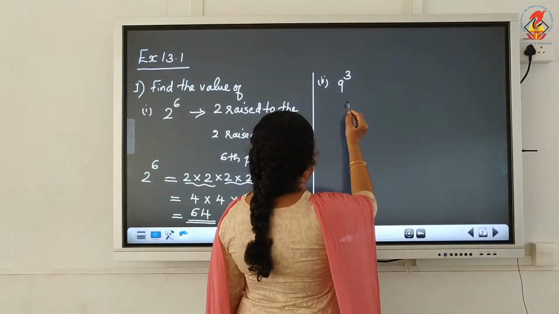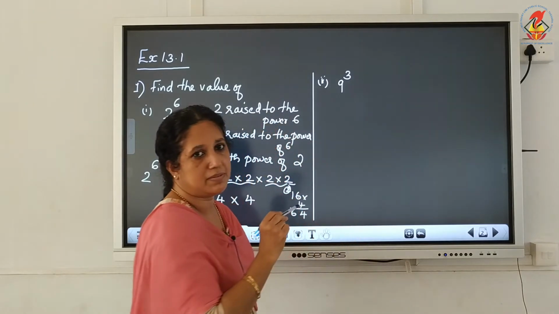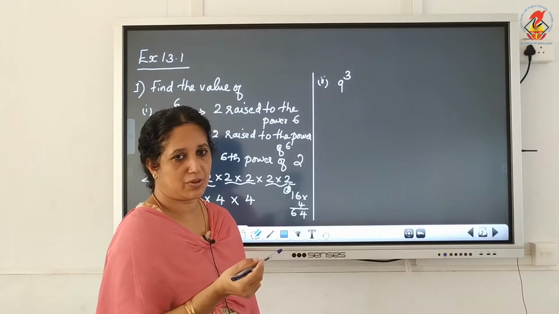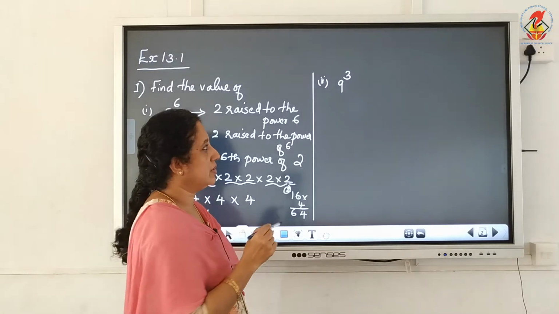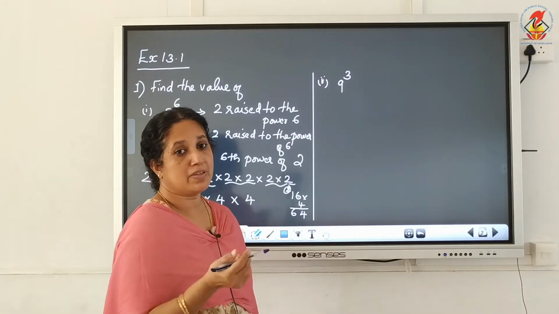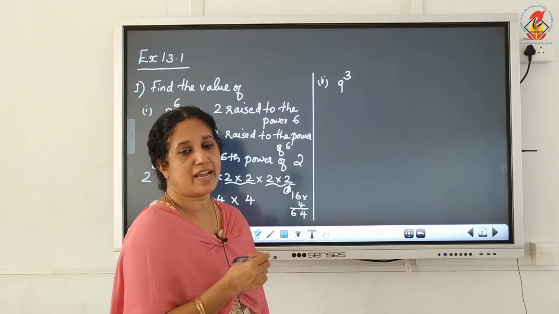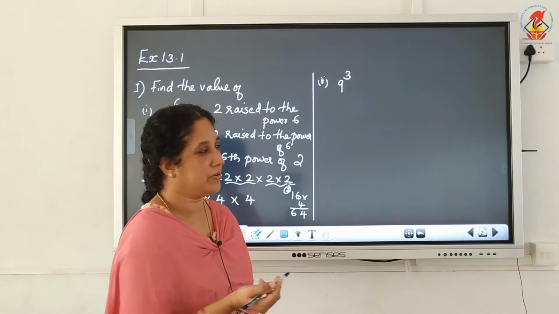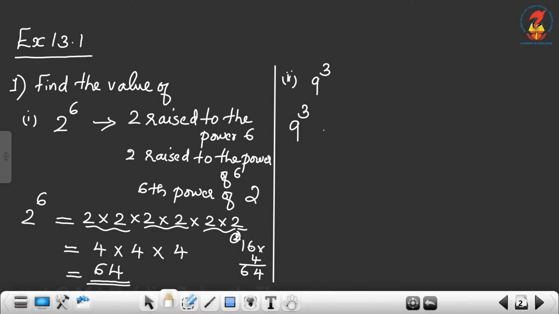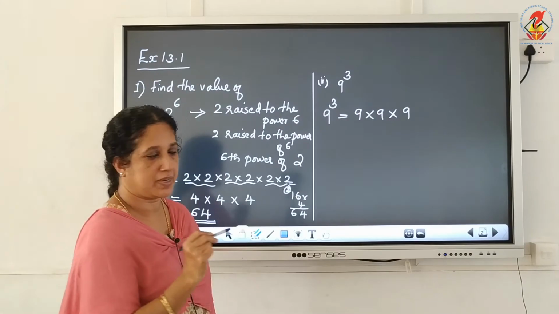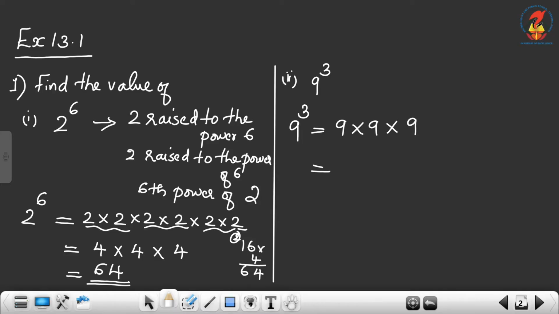Now next number. How can you read this number? 9 raised to the power 3. And in the last video we saw that some powers have special names. If the power is 3, we can read it as 9 cube or 9 cubed. Therefore, 9 cubed is equal to the number 9 multiplied by itself 3 times. So 9 into 9 into 9. Now what is 9 into 9? 81. So 81 into 9.